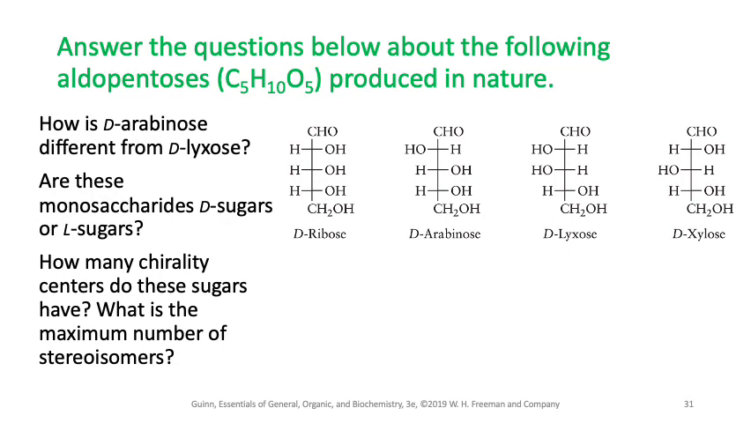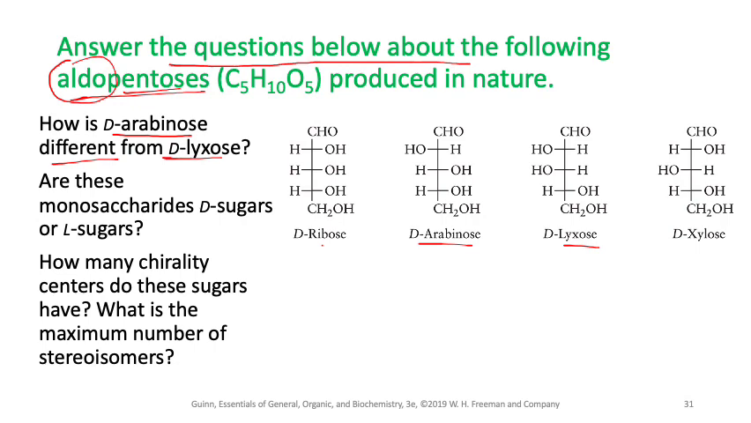Now let's try to do this problem based on the concept that we just learned. The problem says answer the questions below about the following aldopentoses. Aldo means aldehyde, pentose means 5 carbon, produced in nature. So how is D-arabinose different from D-lyxose, right? All of them are aldopentoses, right? And then it asks how D-arabinose and D-lyxose are different.